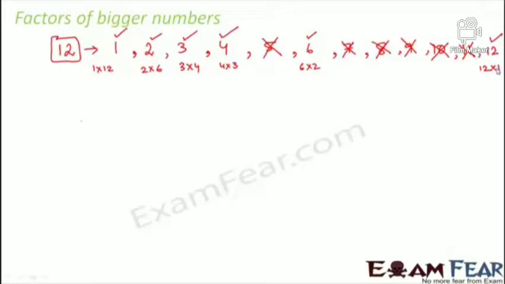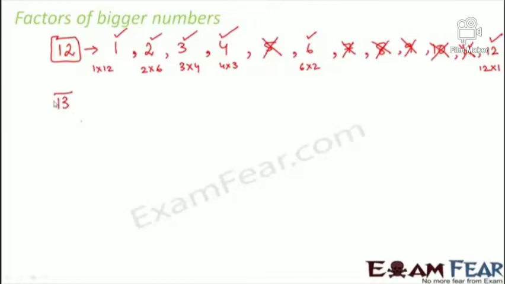Now why didn't we go beyond 12? Because we know that a factor of a number is either equal to or less than that number. So factor of 12 can either be equal to 12 or less than 12. It cannot be greater than 12. So we went only up to 12. So what did we find? We find that 1, 2, 3, 4, 6 and 12 are the factors of the number 12.